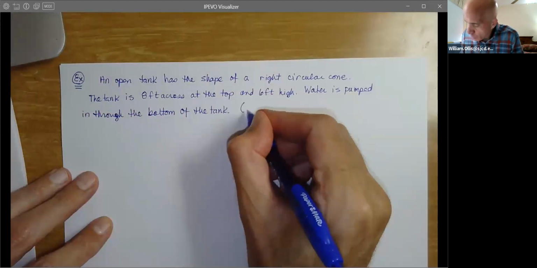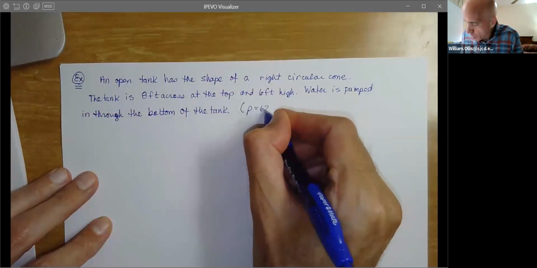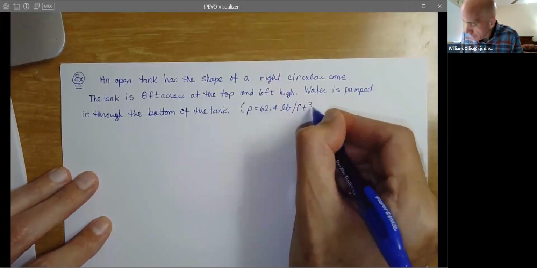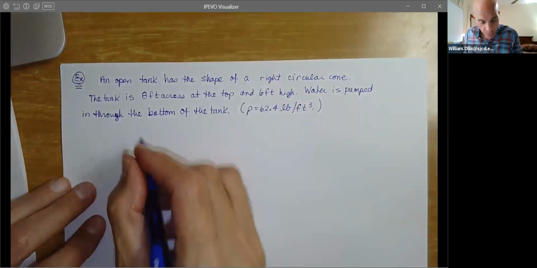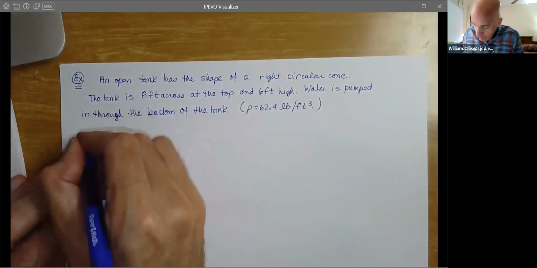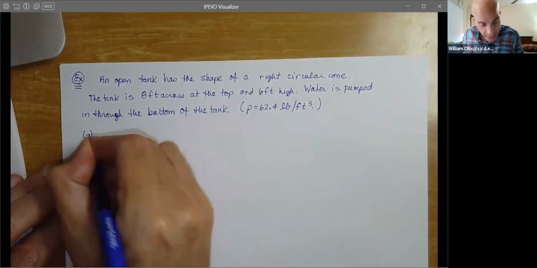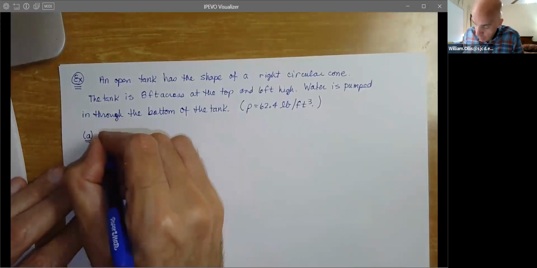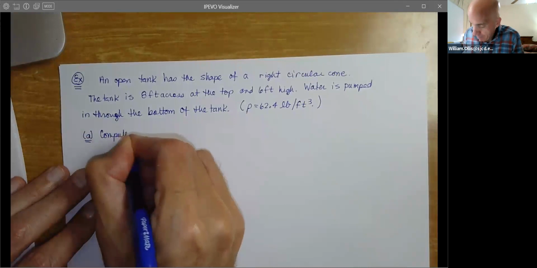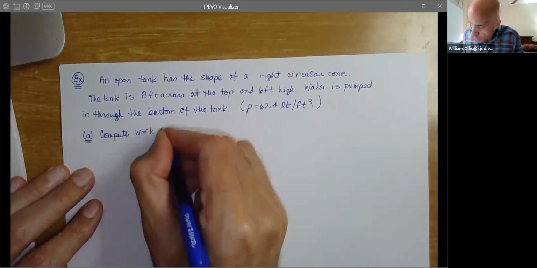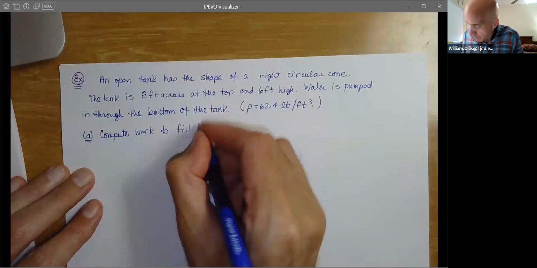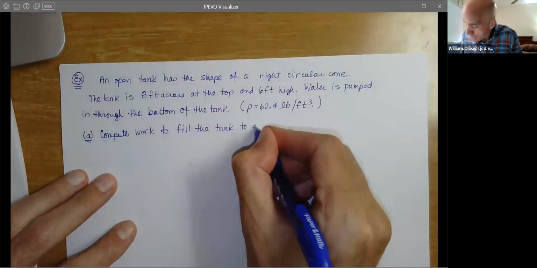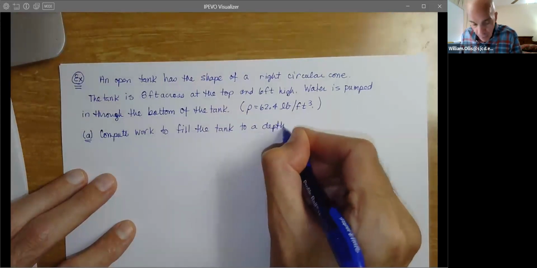And again, we're given rho is equal to 62.4 pounds per cubic foot. Now, here's the first question that we want, and I'll probably let you do the second one. It says, compute the work to fill the tank to a depth of 5 feet.